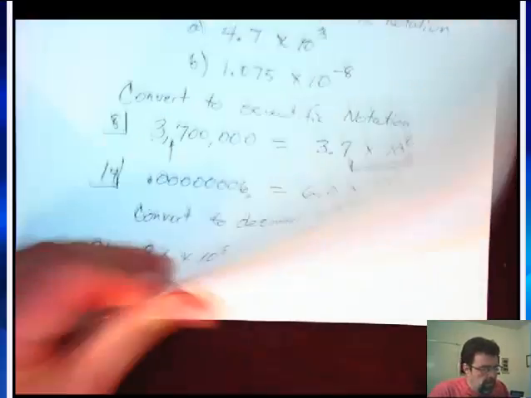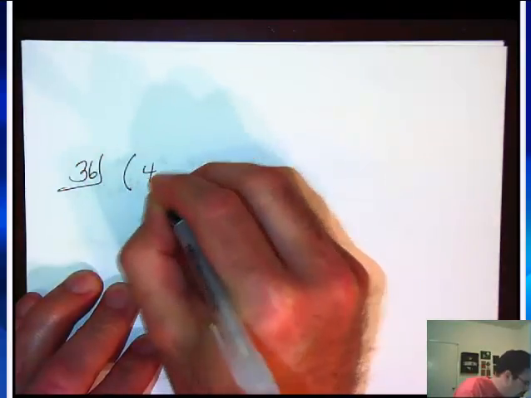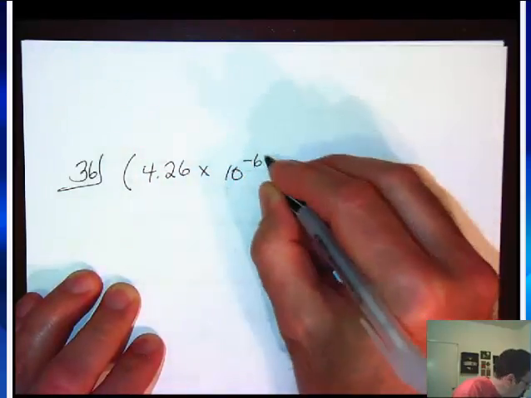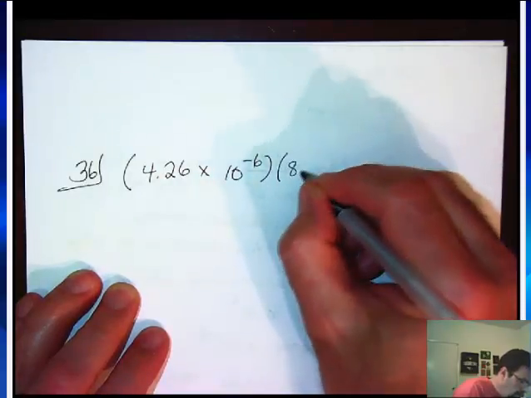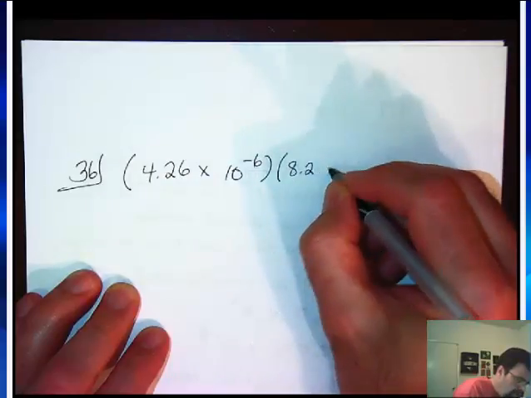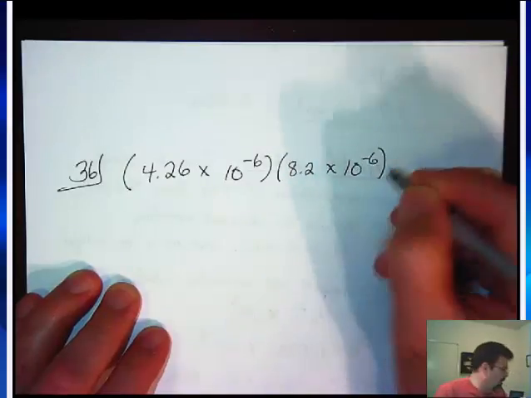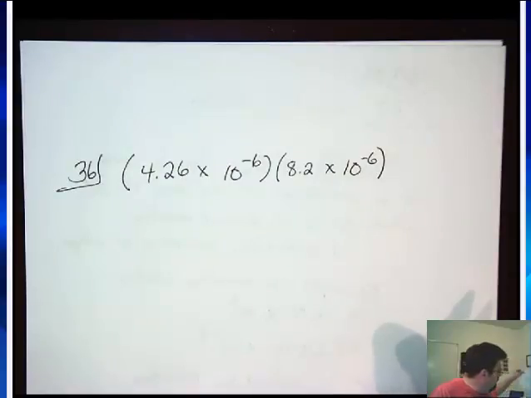Now, the way I can use this when I'm multiplying, so let's try number 36. 4.26 times 10 to the negative 6 times 8.2 times 10 to the negative 6. Oh, before we do this problem, I want to talk about significant digits.